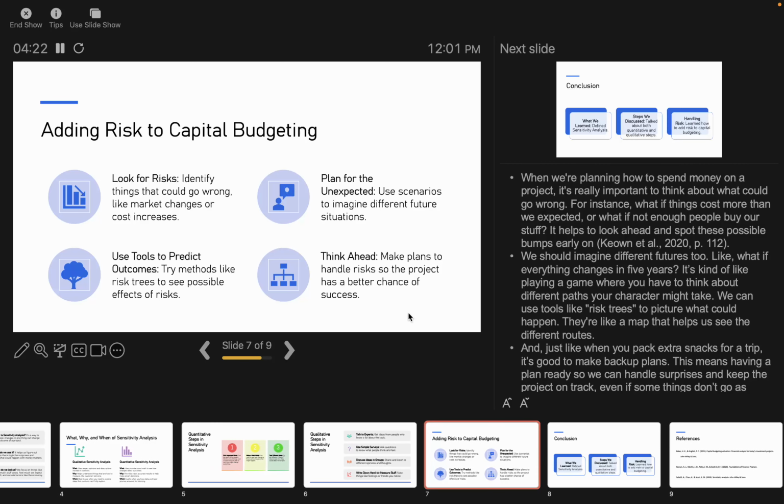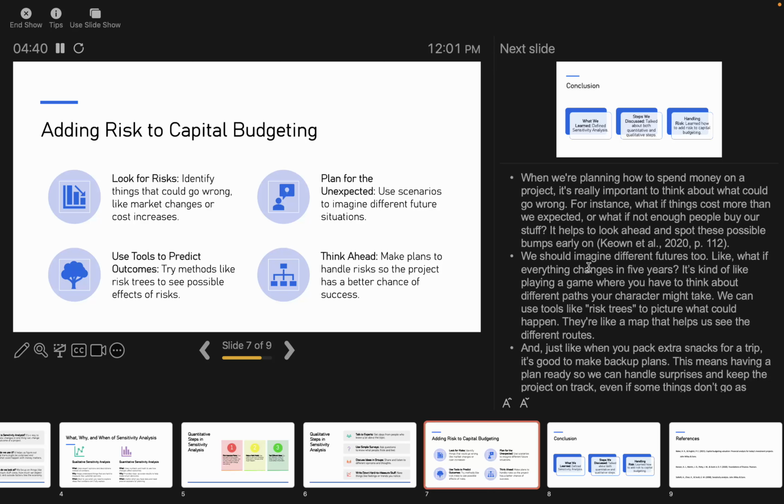Adding risk to capital budgeting. When we're planning how to spend money on a project, it's really important to think about what could go wrong. For instance, what if things cost more than we expected? Or what if not enough people buy our stuff? It helps to look ahead and spot these possible bumps early on.